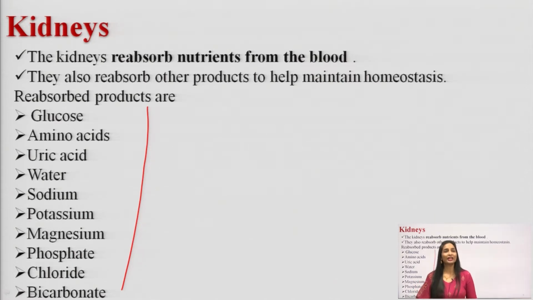They also reabsorb other products. Why do they have to reabsorb the other products? To maintain homeostasis. If any ions are eliminated too much, how can you maintain homeostasis? This is the reason, to maintain homeostasis, the kidney has to reabsorb the required amount of ions into the blood. So what are the other products that can be reabsorbed? Glucose, amino acids, uric acid, water, sodium, potassium, chloride, magnesium, phosphate, bicarbonates, all these are reabsorbed into the blood.